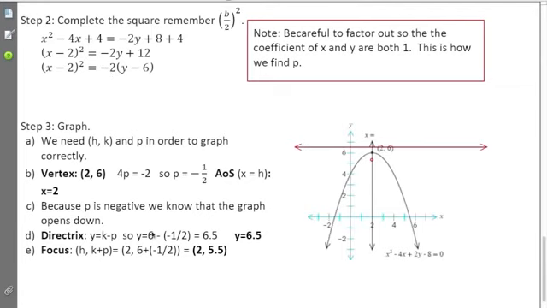I labeled my vertex at (2, 6). I plugged in my k and my p. So it'd be 6 minus negative 1/2 to get 6.5. So y equals 6.5 is the directrix. You can see that written here in this red line. The focus is (h, k plus p), so it would be (2, 6 plus negative 1/2), which gives me (2, 5.5). I plot that point, and that's my focus. So you have all three parts right there, the vertex, the directrix, and the focus.